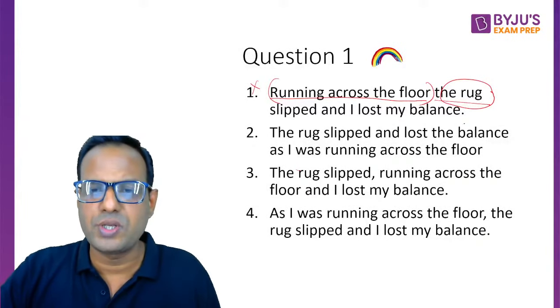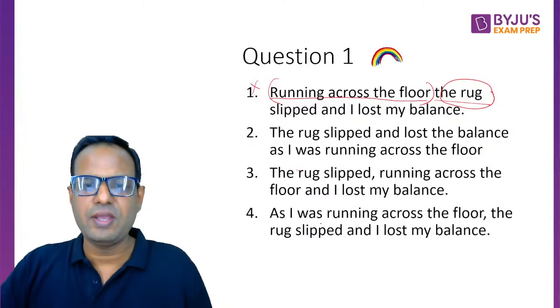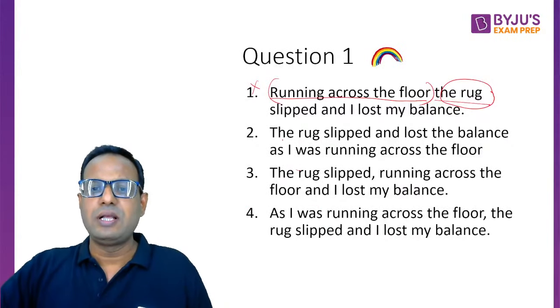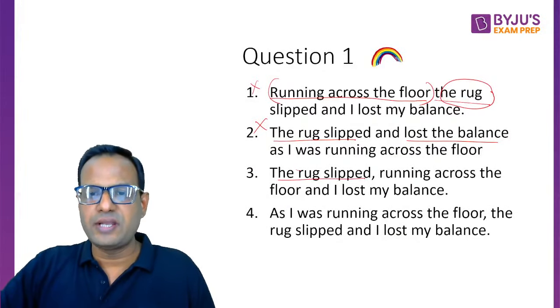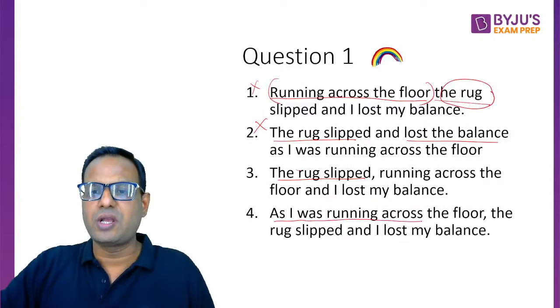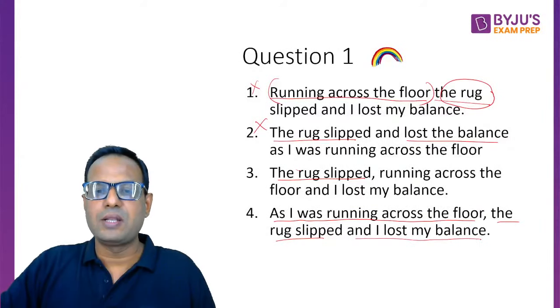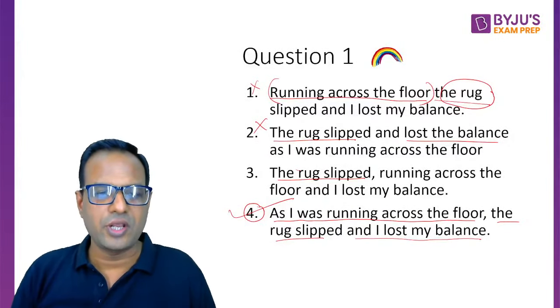Ashwini says 4. Ujjwal says 4. And guess what, Ashwini and Ujjwal, you people are absolutely right. Okay? But let me just give you a quick explanation. The rug slipped and lost the balance. This is absolutely ungrammatical. How can a rug slip and lose balance, even this is wrong? The same problem persists in sentence 3. The rug slipped. A rug cannot slip. So the right version is, as I was running across the floor, what happened? The rug slipped and I lost my balance. You might have stepped on the rug, it slipped and you lost your balance. So the fourth one is the right option. Quite easily done. Congratulations, you got this one right.